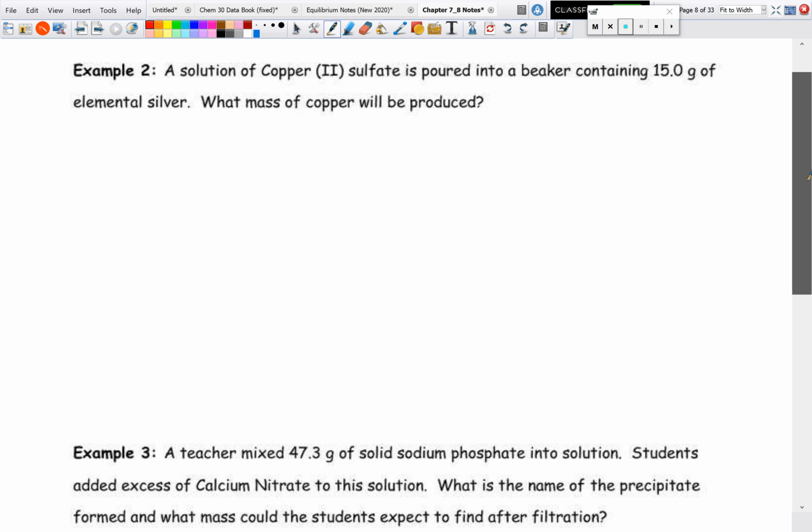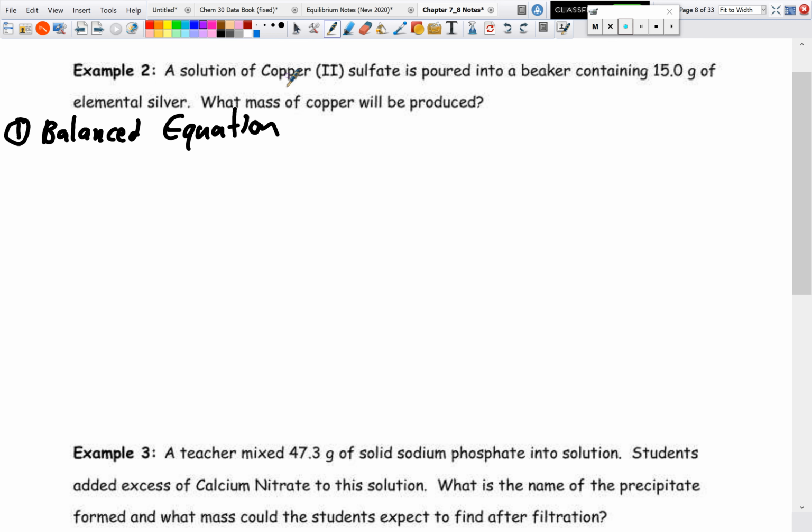All right, so for example 2, it says a solution of copper 2 sulfate is poured into a beaker containing 15 grams of elemental silver. What mass of copper will be produced? So first step, balanced chemical equation. So we're going to do the exact same thing, where we go step 1, balanced equation, and we can write out our balanced chemical equation.